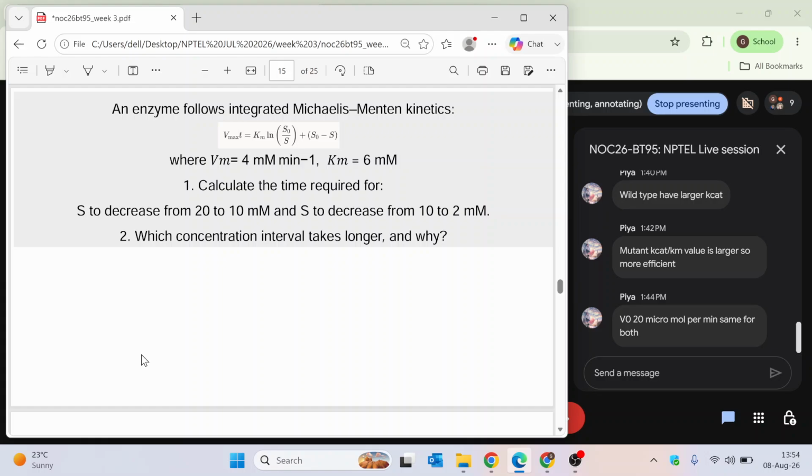The equation is given, all the required data is given. You just have to find out how much time it takes for the substrate to come from 20 to 10 millimolar and from 10 to 2 millimolar, and compare these two values: which takes the longer time interval and why.